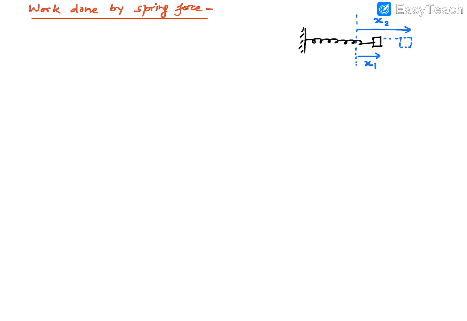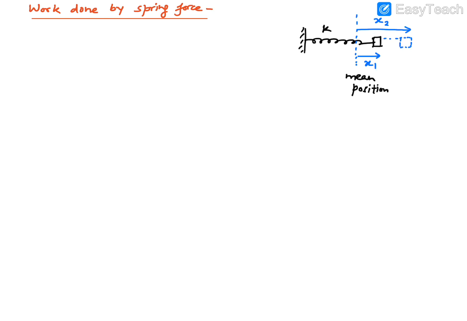Next important force is a spring force. So let's talk about the work done by spring force. Let's say this is a spring of spring constant K, which has this as a mean position. So this was a mean position or relaxed position, and it has been elongated by x1 initially. Then from x1 it has been elongated to x2. So from this initial position to this final position, how much is the work done going to be?